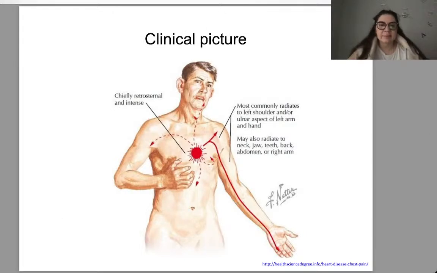And here you see schematically localization and irradiation of chest pain. You see that it is usually located substernal, in the middle or a little bit to the left, and most commonly it radiates to the left shoulder and ulnar aspect of the left arm and hand, and may also radiate to the neck, jaw, teeth, back, abdomen, epigastric region, or right arm. It is less typical pain.